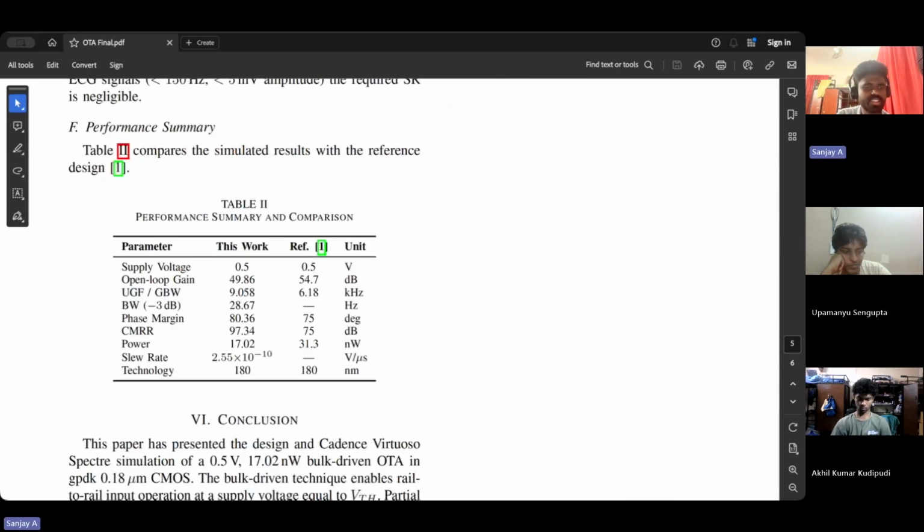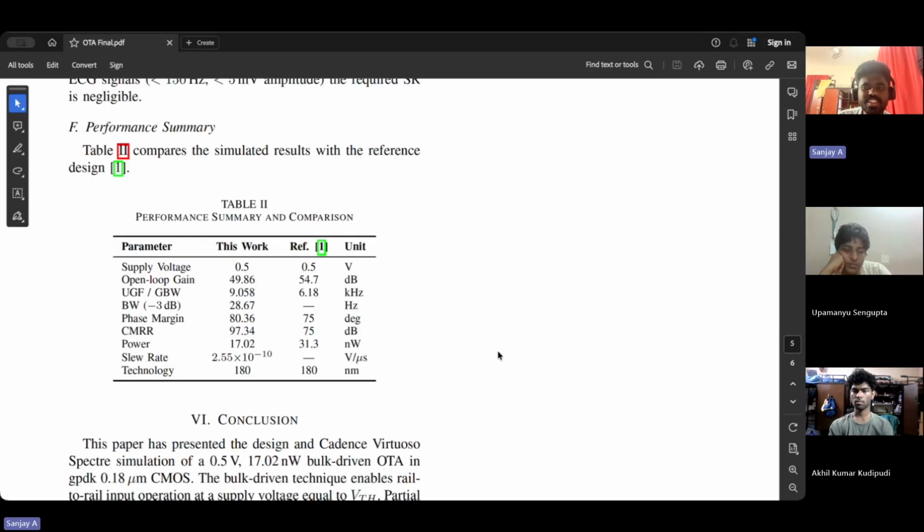Yes, so these are the results that we got. Unity gain frequency is 9.058 kilohertz. This is actually higher than the reference 6.18 kilohertz despite our lower gain. Why? Lower gain means the gain curve crosses 0 dB at a higher frequency. Gain bandwidth is equal to a constant, and with lower gain the UGF shifts up.